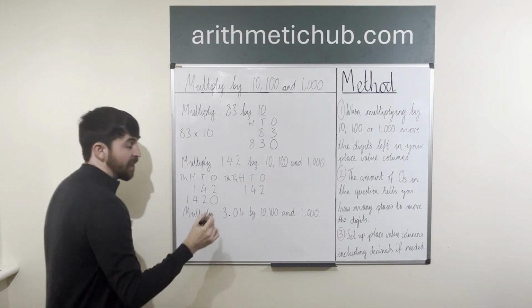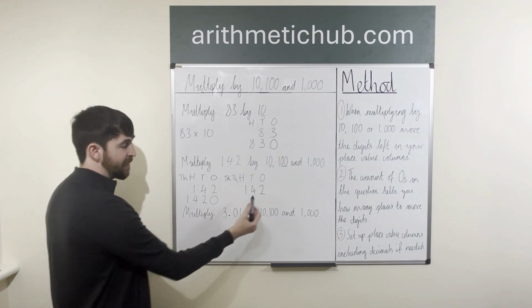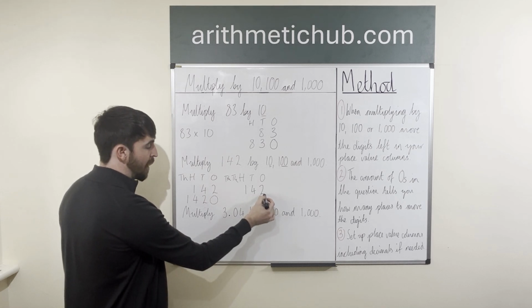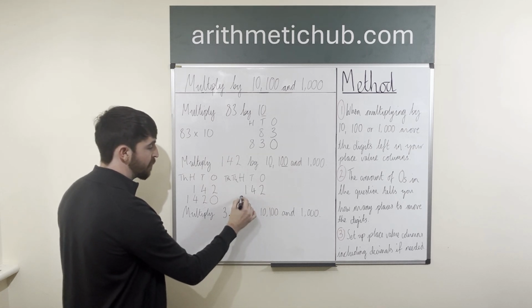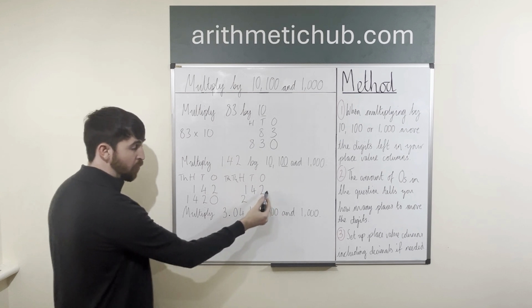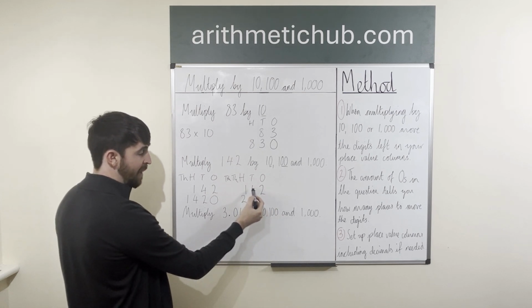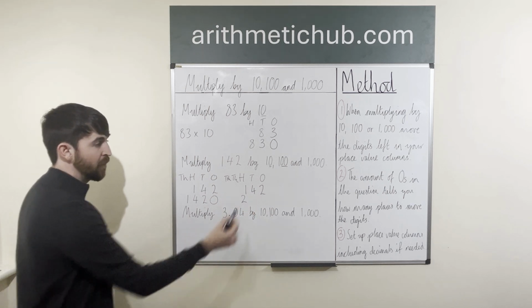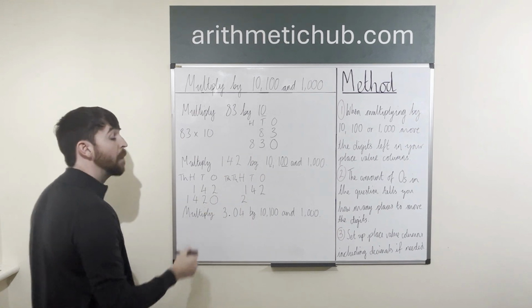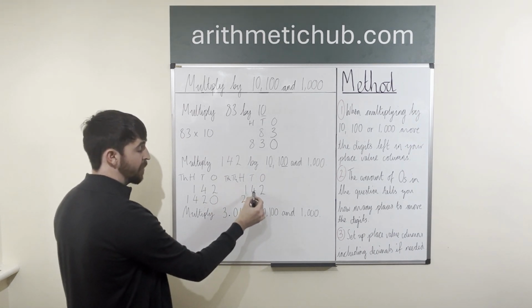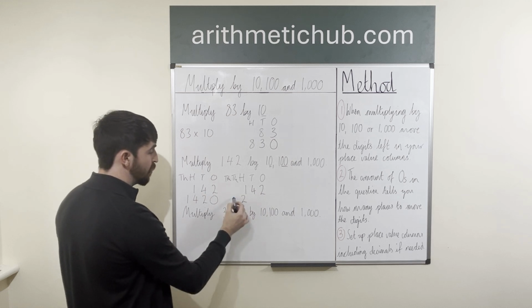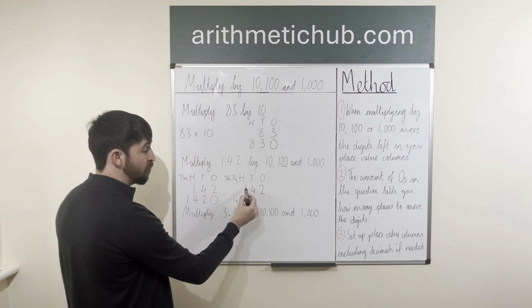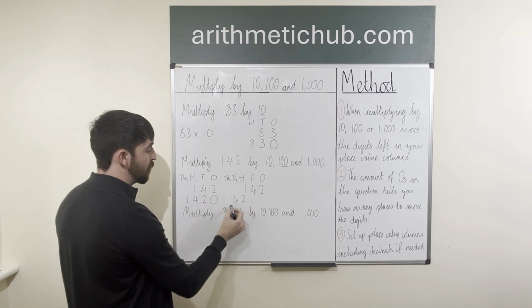Moving it 2 places to the left because I'm multiplying it and it's going to get bigger. Drop the 2 down, move it once, twice. So I've moved my 2 from my ones column to my tens column and then to my hundreds column because I've moved it 2 place value columns because there are 2 zeros in the question. I'm going to do the same with my 4 and the tens. Drop it down, move it once, twice. And my hundreds, drop it down, move it once, twice.